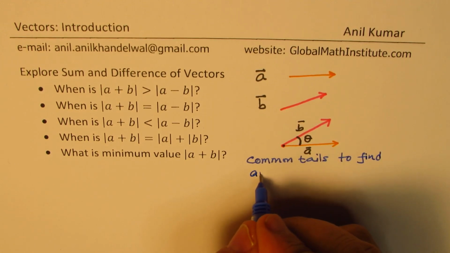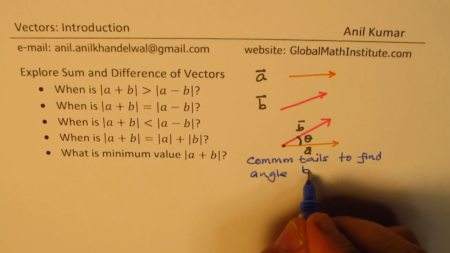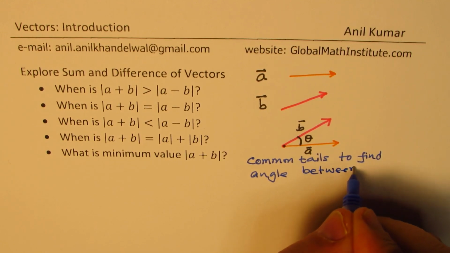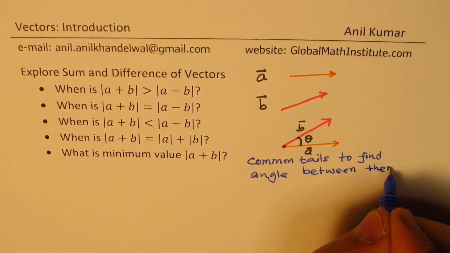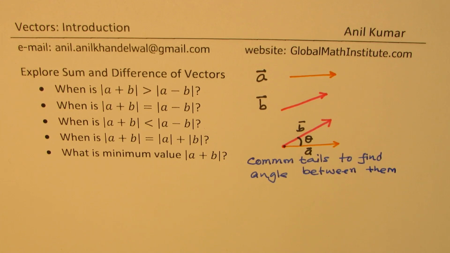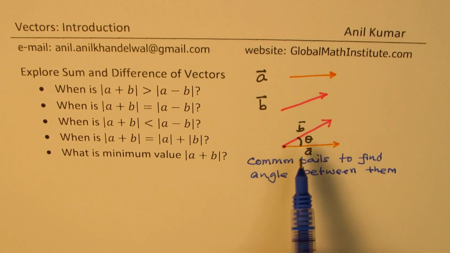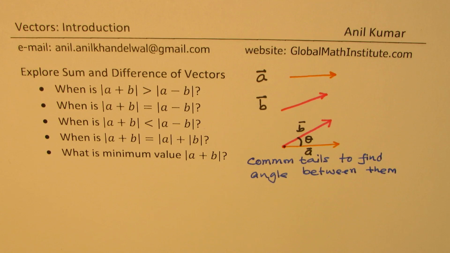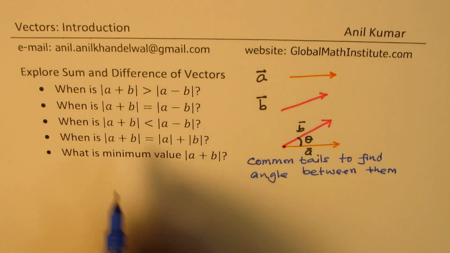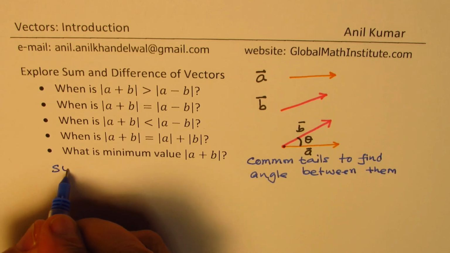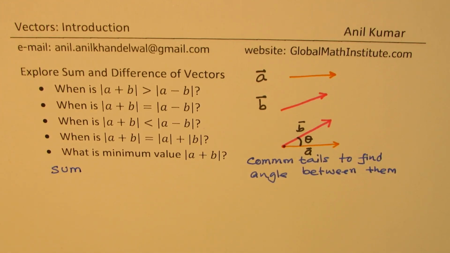To find the angle between them, whenever we say the angle between the two vectors is 30 degrees, the value of theta is 30 degrees. Perfect. Now we'll look into two things: what do we mean by sum, and what is the meaning of difference? Let's see what we mean by sum. We can find the sum in two ways. One is a parallelogram, or we could have a triangle.